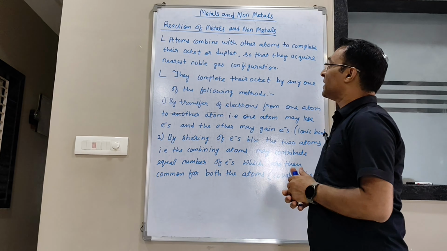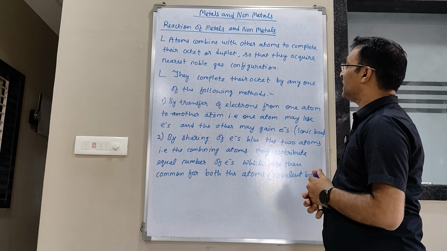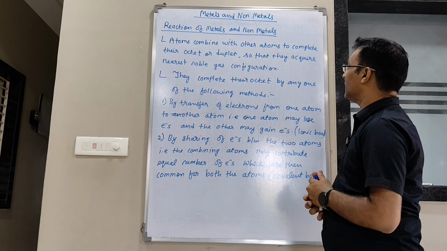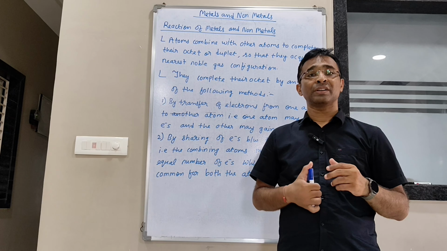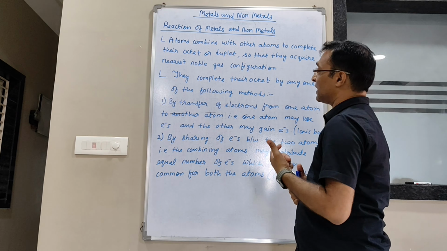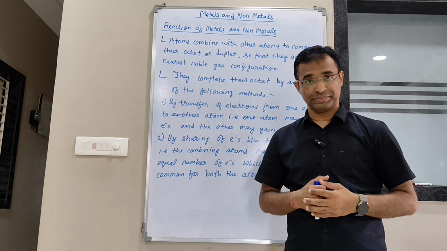So first, atoms combine with other atoms to complete their octet or duplet so that they acquire the nearest noble gas configurations. So what is here, two terms are being discussed, octet and duplet.